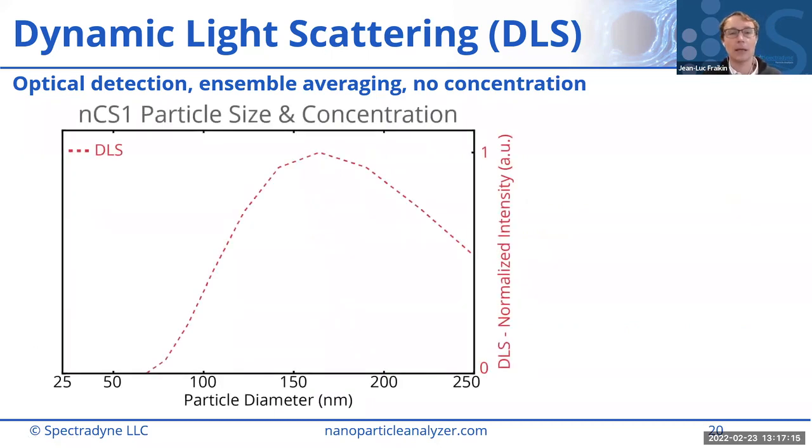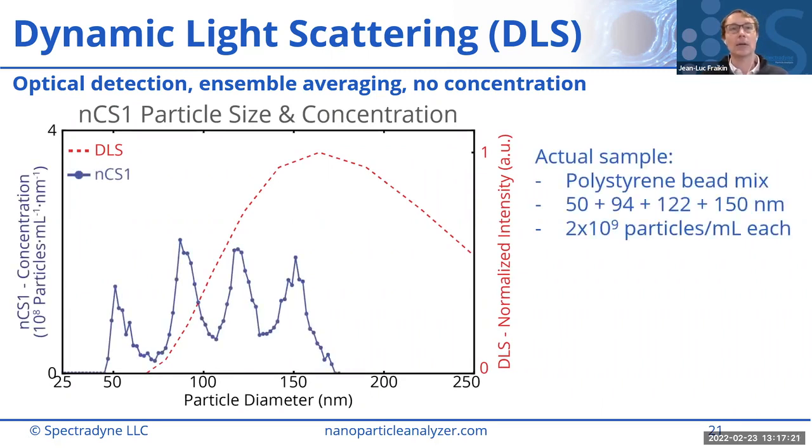So at Spectradyne, we measured the sample on our NCS1. And this is what the actual constitution of the sample is. It's, again, a mixture of polystyrene beads. These are 50, 94, 122, and 150 nanometer beads that we got commercially mixed all together, about 2 × 10⁻⁹ particles per mil each. And you can see exactly what we talked about here. Dynamic light scattering is picking up mostly the big particles, and so the DLS Z average is somewhere around the big particle population in the sample. It's really not telling us what's going on in the sample.